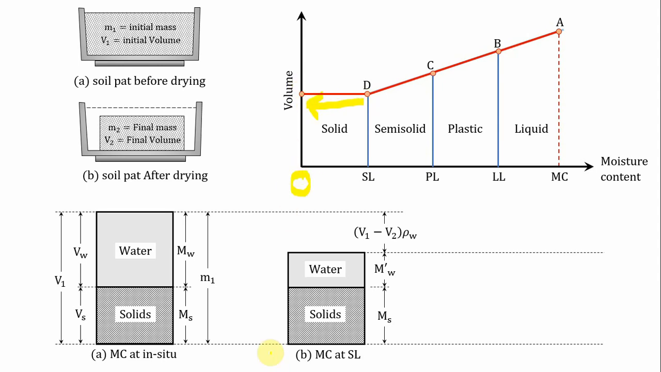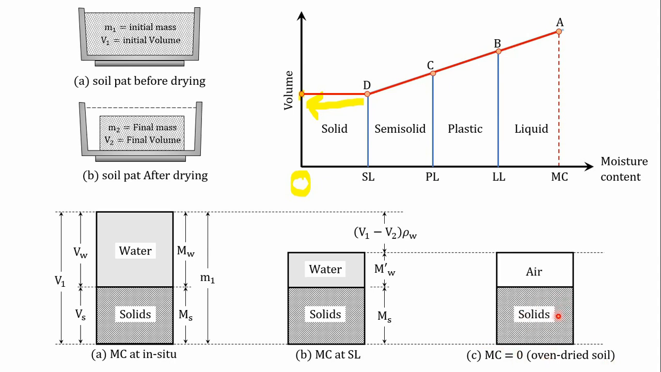zero na yan. Okay? So, ang gusto natin i-draw natin, class, is yung element properties of soil at this point. So, MC is equal to 0 or oven-dried soil. Composed ng solids at ng air. Wherein, yung volume ng shrinkage limit is equal to the volume of oven-dried soil. Yung nawala lang, class, is yung water lang. Kaya air at solids lang yan.